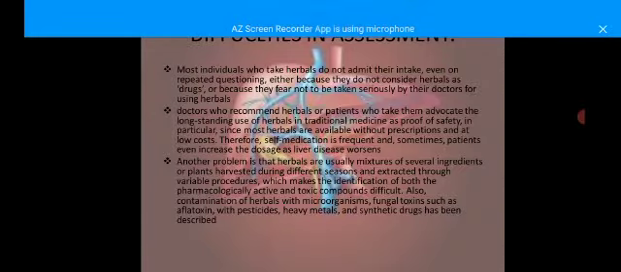Another problem is that herbal agents or herbs are usually a mixture of several ingredients or plants harvested during different seasons and extracted through variable procedures, which makes the identification of both the pharmacologically active and toxic compounds difficult. And contamination of herbal agents with microorganisms, fungal toxins such as aflatoxins, pesticides, heavy metals, and synthetic drugs has been described. So, these factors should also be taken into consideration as to why it is difficult to assess a patient who is suffering from drug induced liver injury.